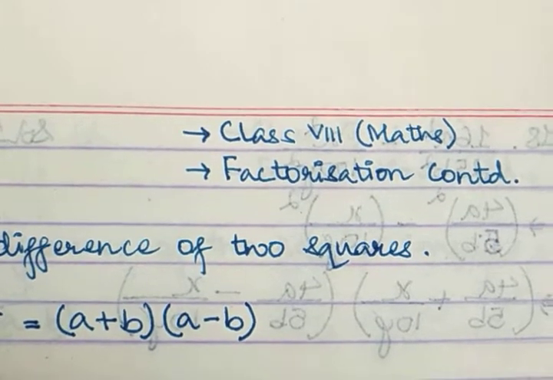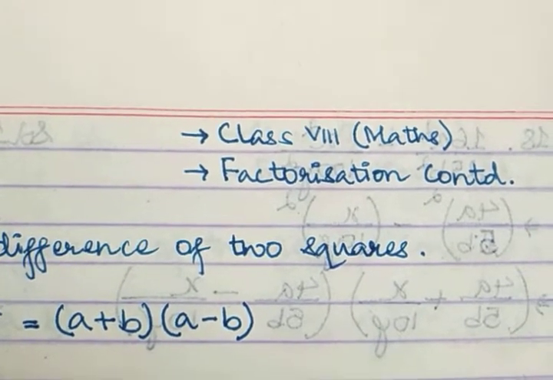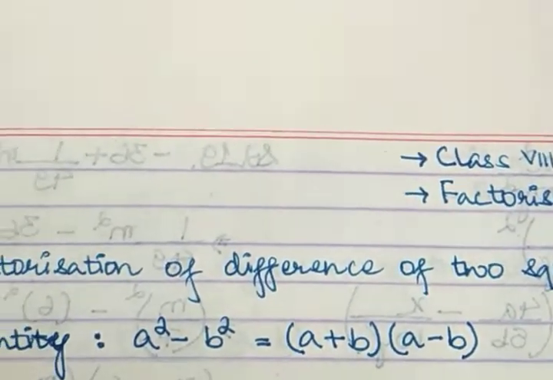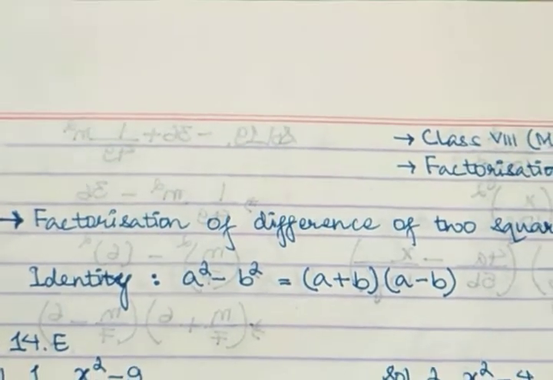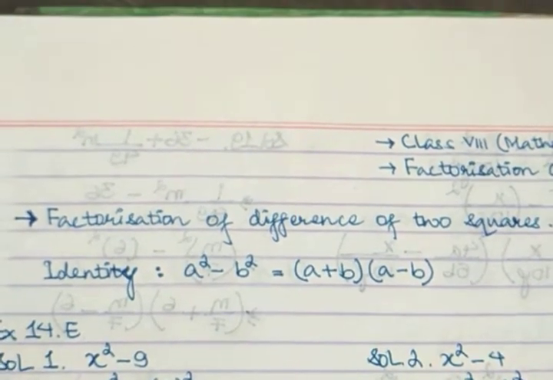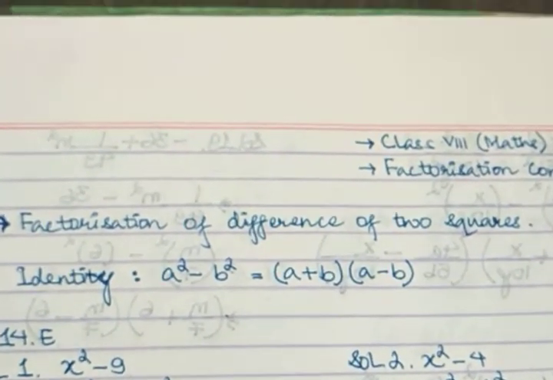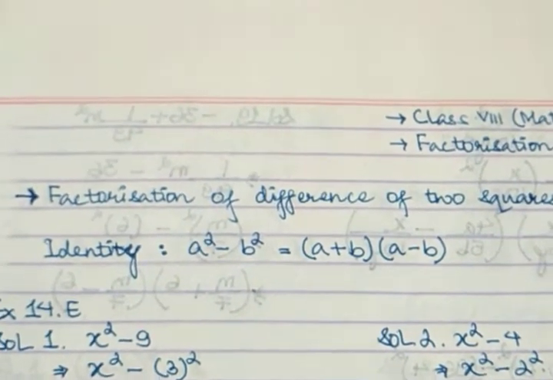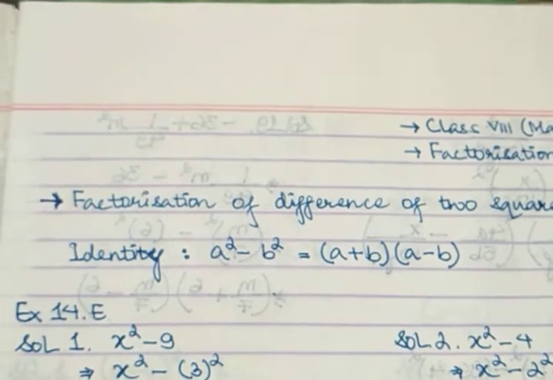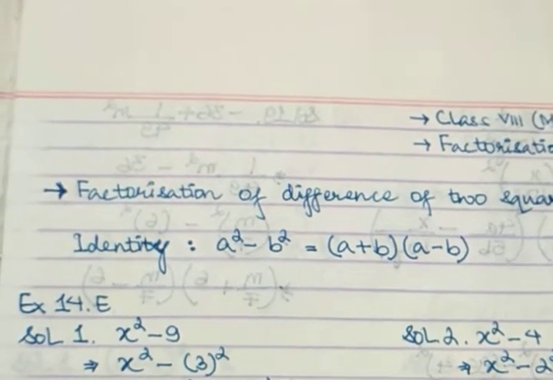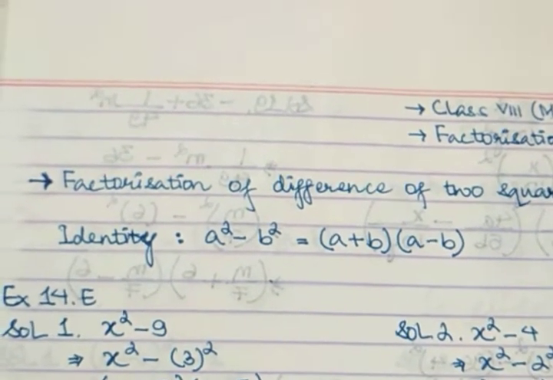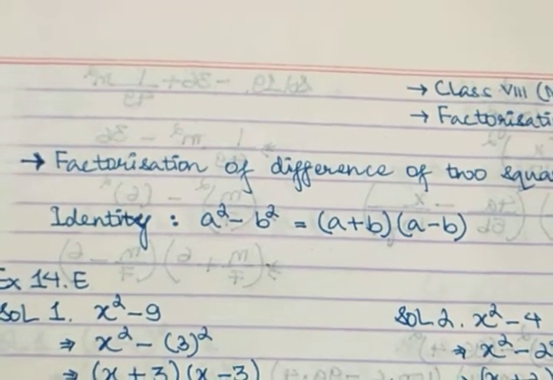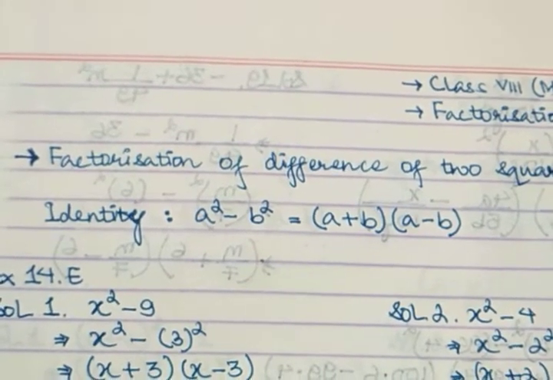Since we're doing factorization, in this video also we'll continue with a few sums. This one we'll be doing factorization of the difference of two squares. For that I will be using this identity, and you need to know this. We have already used this identity in algebraic identities, so I think you might be familiar with it, isn't it? a square minus b square equals a plus b into a minus b. So, difference of two squares.